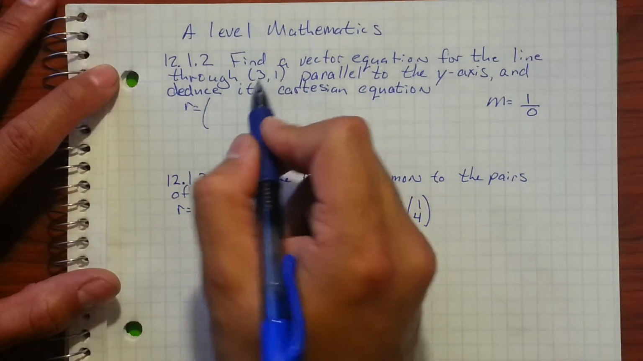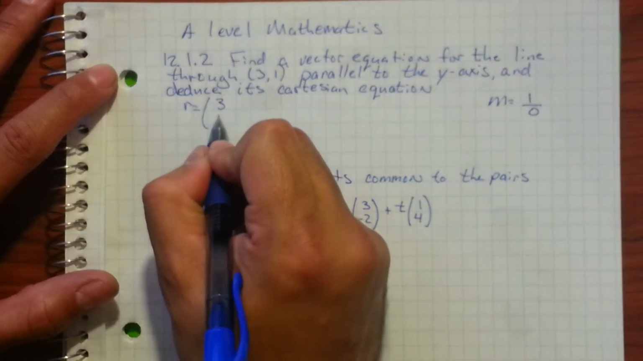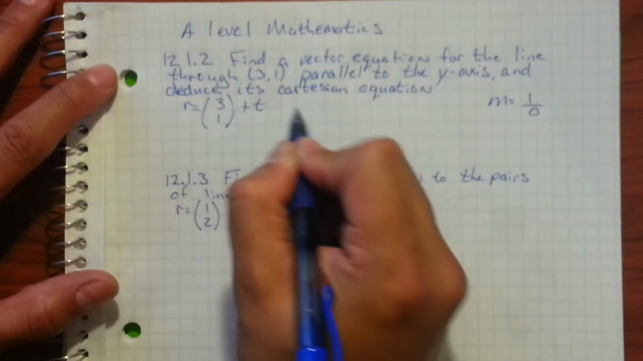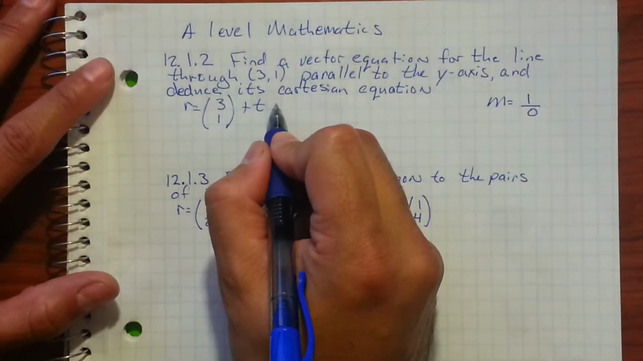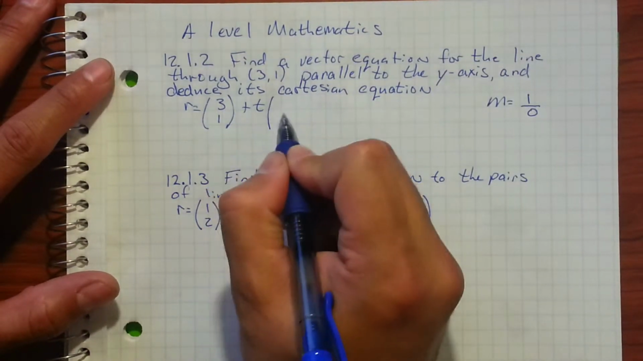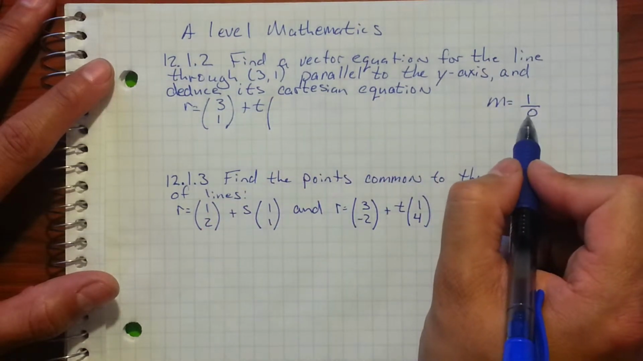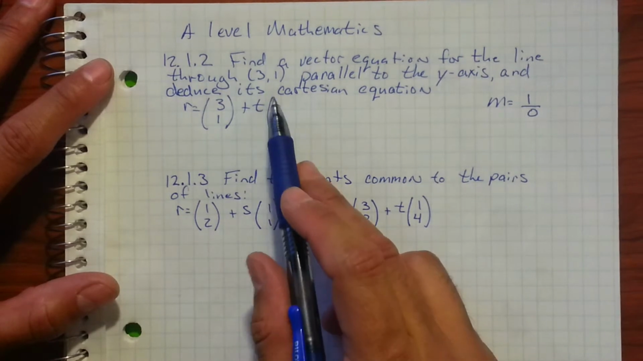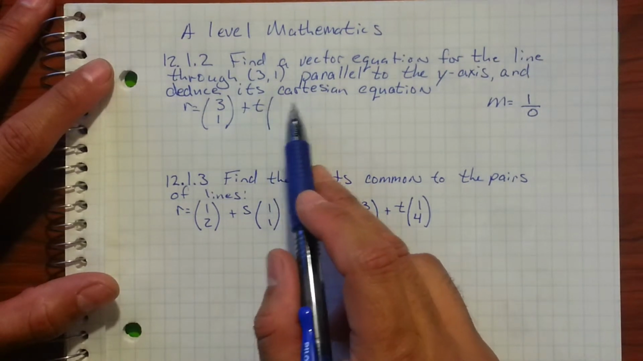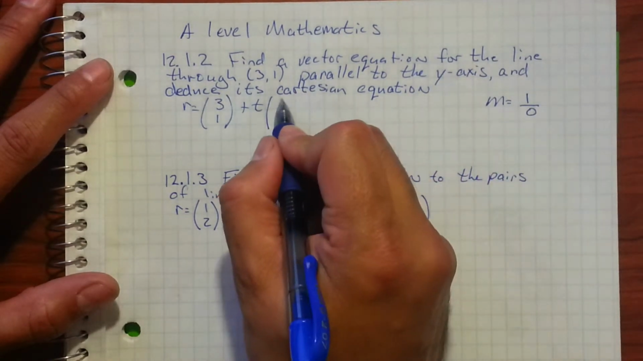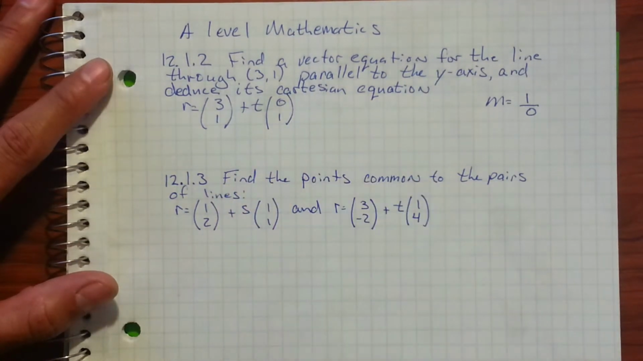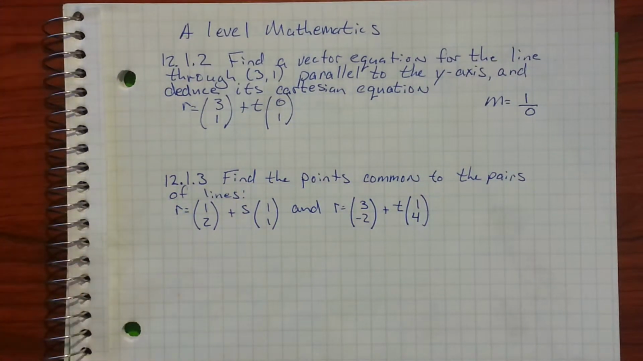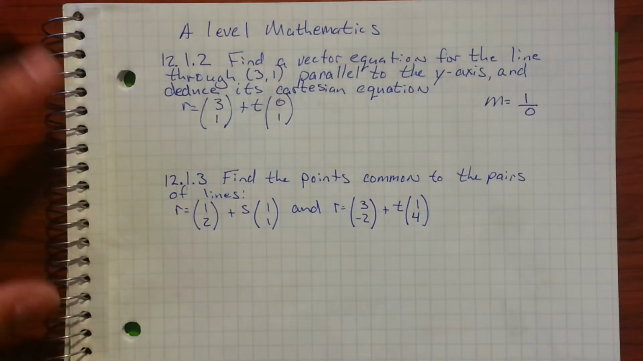Now I have my vector equation for this, so it's going to be r equals (x, y), so it's going to be (3, 1) plus t, and this is going to be a quantity of, so right here, because it's supposed to be for my slope, I'm plugging in as x over y. It's going to be run over rise, so it's got a 0 run and a 1 rise right there. So there is my vector equation there, and we're going to deduce its Cartesian equation.